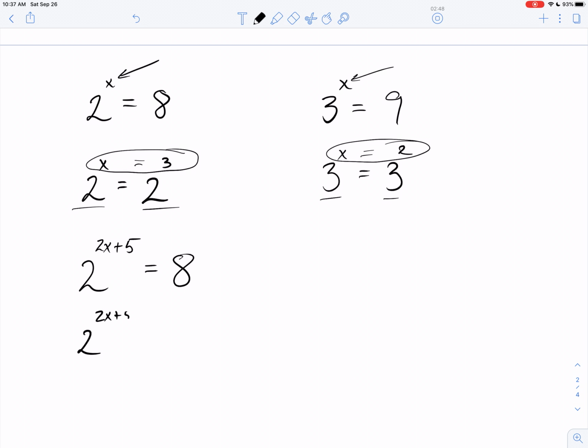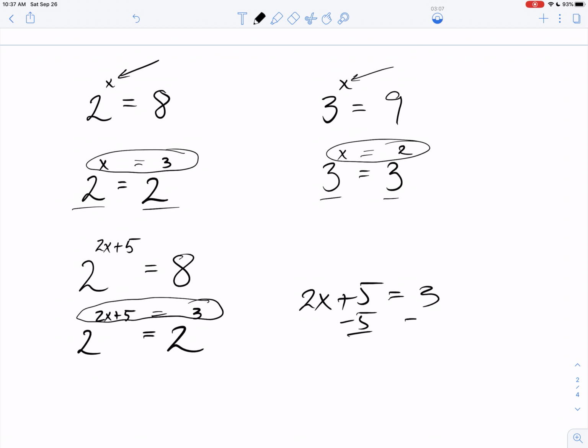But I can rewrite it so that the bases match. Then I could set the powers equal to each other, and this becomes the piece of the puzzle that I would have to solve. And I would say, okay, 2x plus 5 equals 3. I'm going to move the 5. And we're back in Algebra 1 now. And what's x got to be? X has got to be negative 1.